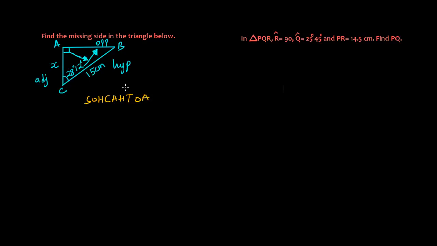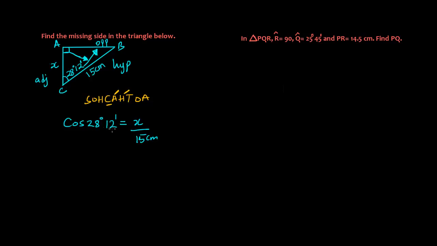From SOHCAHTOA, if we have the adjacent and the hypotenuse, it means we're going to use the trig ratio cosine. So here we'll just say the cosine of the angle 28 degrees and 12 minutes is equal to the adjacent side all over the hypotenuse, which is 15 centimeters.